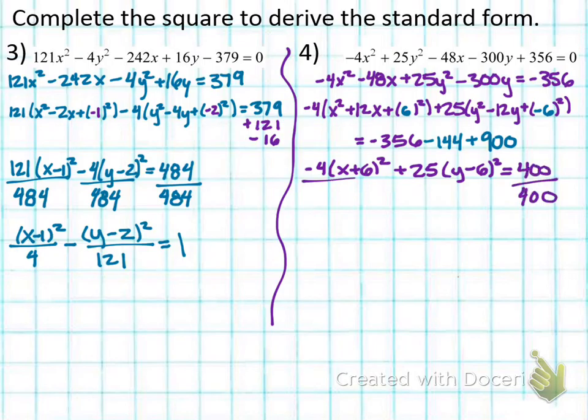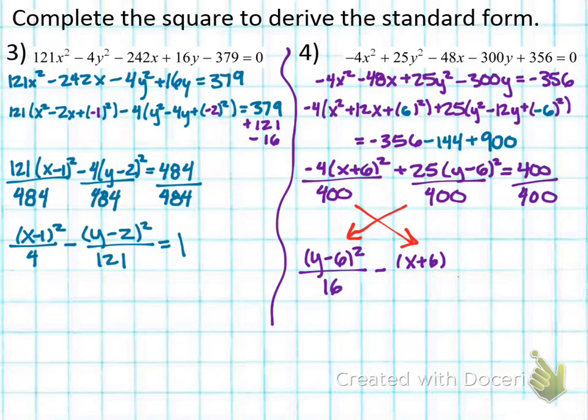And then I divide everything by 400, so I want the right side to be equal to 1. Again, I have a negative with my x's, so I need to flip these. I simplify the y's, dividing by 25 here. That gives me (y minus 6) squared over 16. And then in the x's, I can reduce this. I get (x plus 6) squared over 100. And that's just going to equal 1.